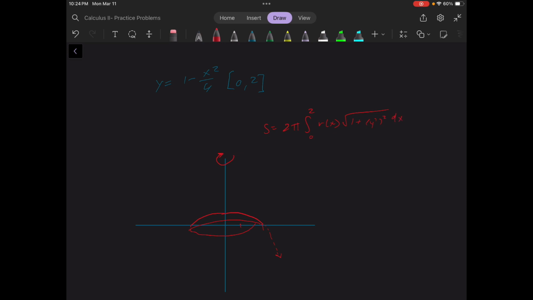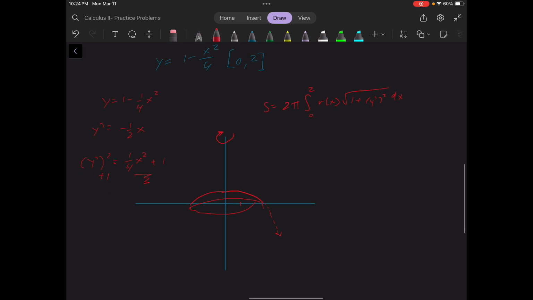So we need y prime. If y equals 1 minus x squared over 4, then y prime, we can bring the 2 out front and subtract 1 from the exponent. Right, that is the derivative. Okay, then we can square that derivative. Y prime squared is 1/4 x squared, and add 1. So this right here is what's going under the square root.